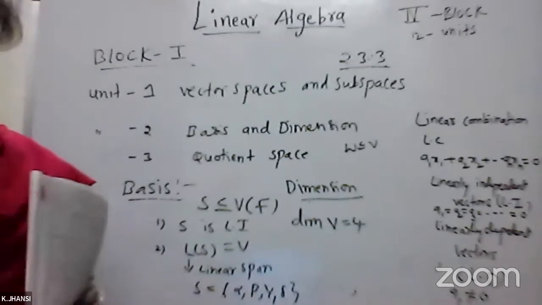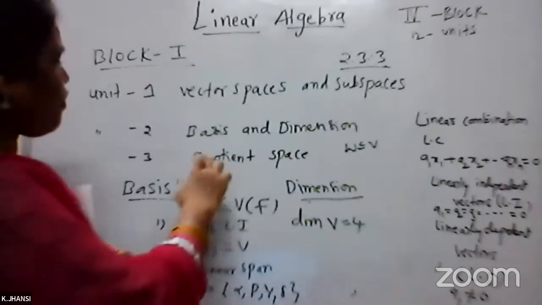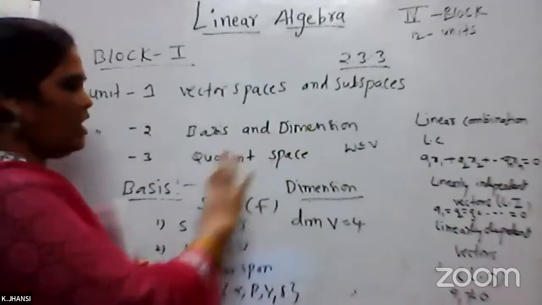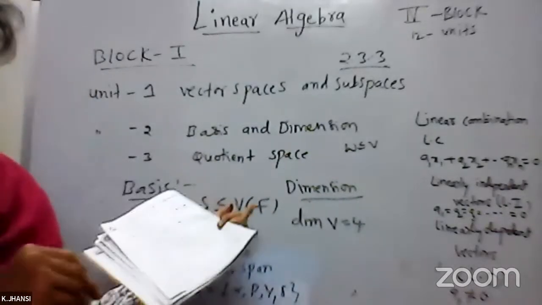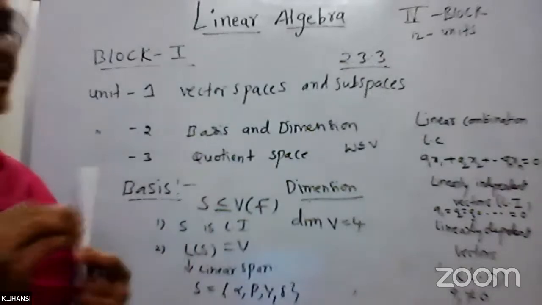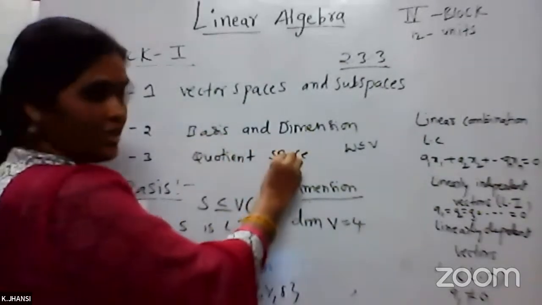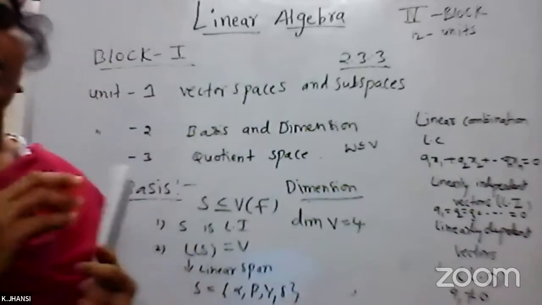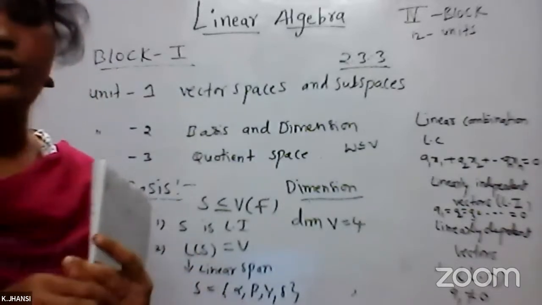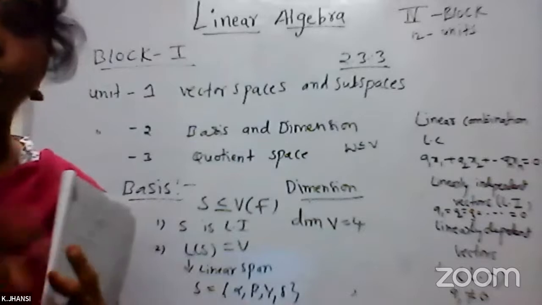Next, third, we have the quotient space. Just as in groups and rings you have the quotient group and quotient ring, similarly you have the quotient space. Before the quotient space, if you have an idea, we have seen the right coset and left coset in groups.